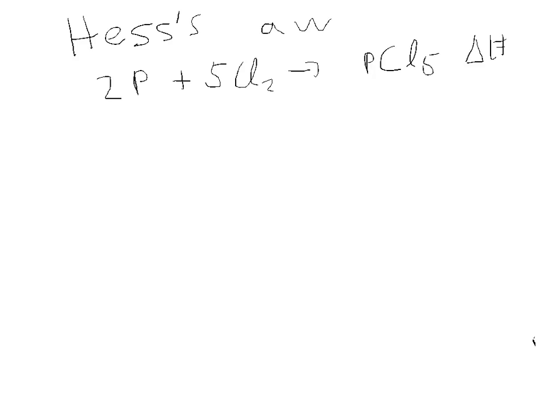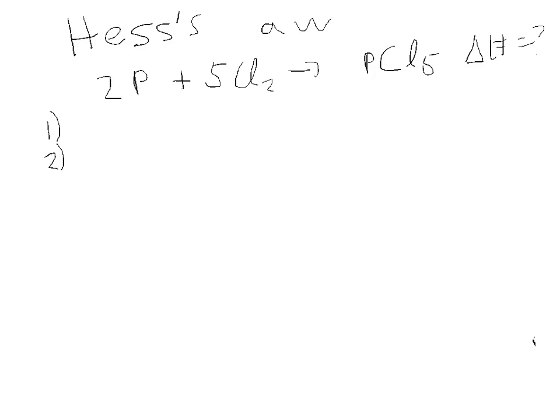And a typical example might look like this, in which you have a target equation in which 2 moles of phosphorus plus 5 moles of chlorine are producing 2 moles of PCl5. And the amount of energy, or the delta H, is unknown. Question mark. You're typically given 2 or 3, sometimes 4 equations.